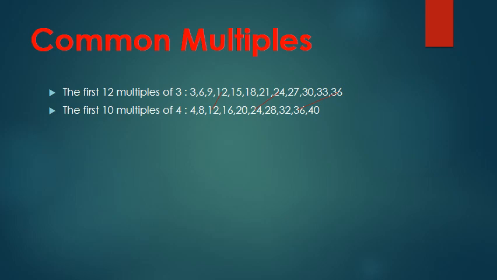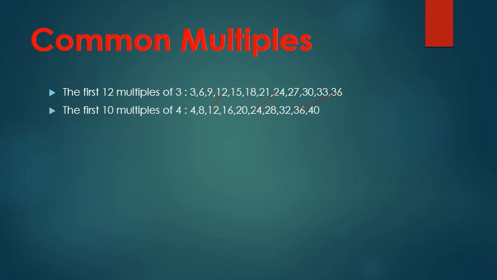In the same way, the first 10 multiples of 4 are 4, 8, 12, 16, 20, 24, 28, 32, 36, 40. How do we get these multiples? Multiplying 4 by the counting numbers beginning from 1. So 4 ones are 4. 4 multiplied by 2 is equal to 8. 4 multiplied by 3 is equal to 12, by 4 is 16, by 5 is 20, by 6 is 24, by 7 is 28, by 8 is 32, by 9 is 36, and 4 multiplied by 10 is equal to 40.